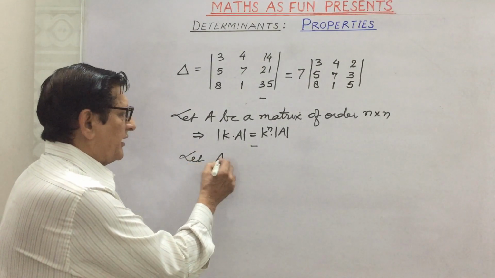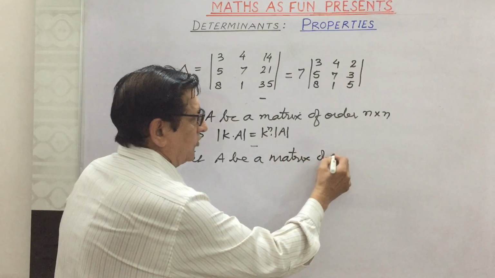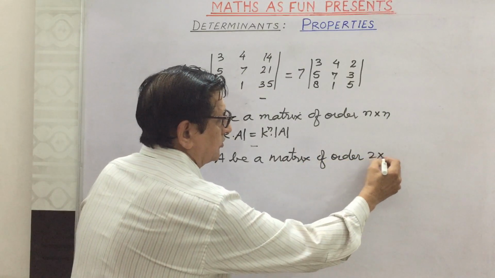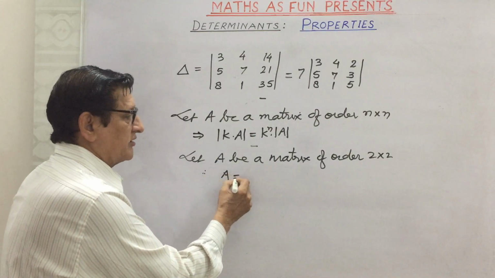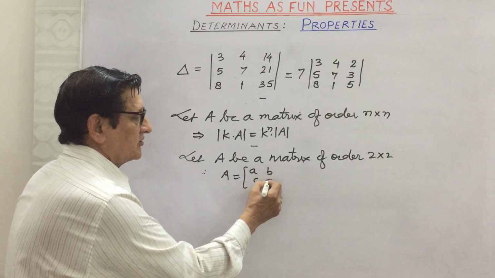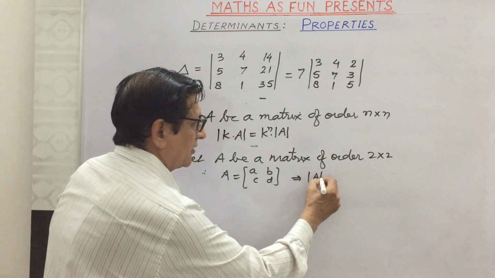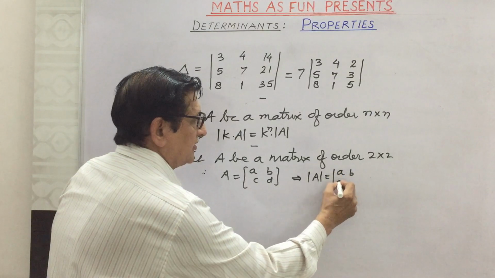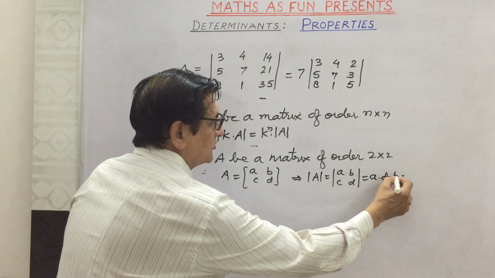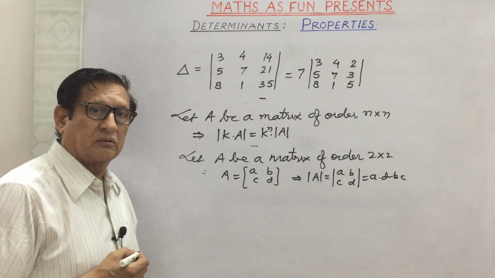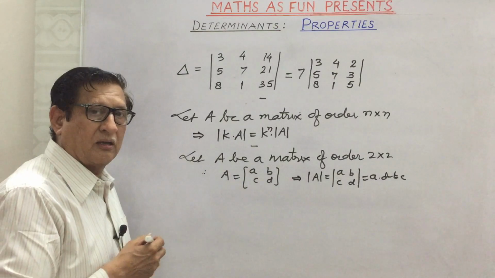Let A be a matrix of order 2 into 2. Suppose that A is equal to a, b, c, d. We know the value of determinant A. That will be |a b; c d|. The value is a into d minus b into c. Now suppose we multiply this matrix by k.